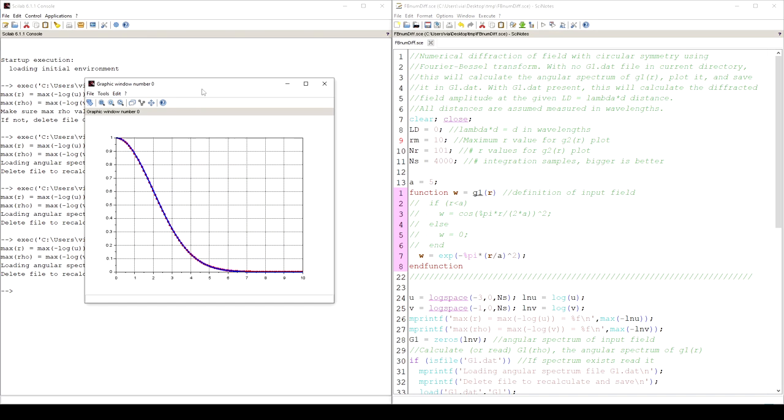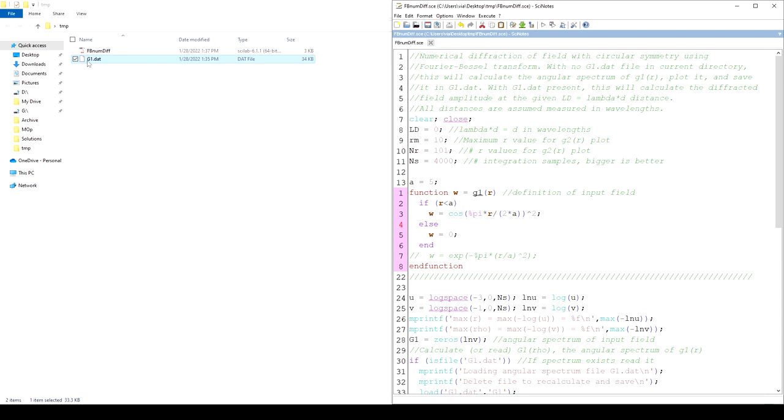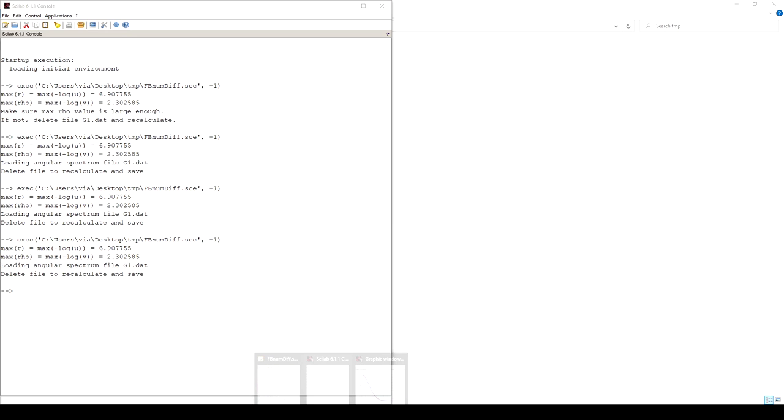So now we can do things like comment out this and uncomment this here, which is a field that smoothly varies to zero at a radius r equal to a. It's a cosine squared of pi r over 2a, and then is zero for r greater than a. This is a new g1 of r, so we've got to get rid of the old g1.dat file so that it will know to recalculate that. And let's run that.